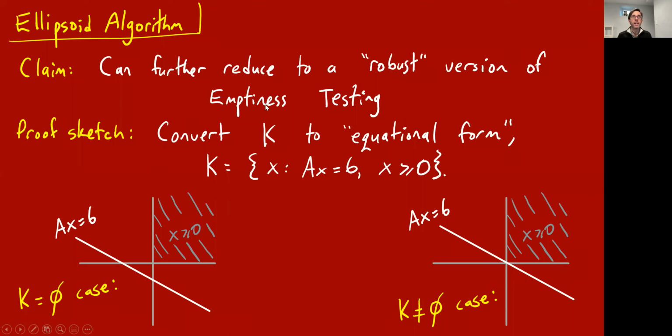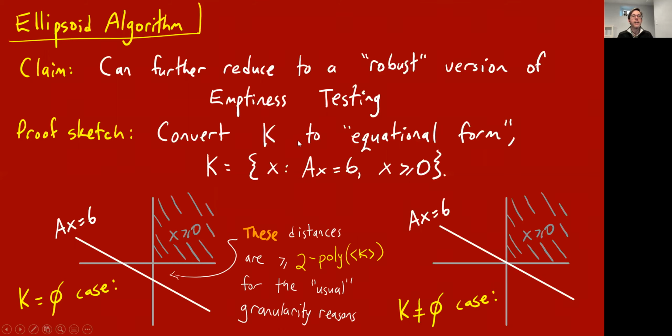And what I want to show in this claim is that you can, again, rejigger the input such that the two cases, instead of being empty and non-empty, are empty and robustly non-empty, containing a little cube. So what's the idea behind this?